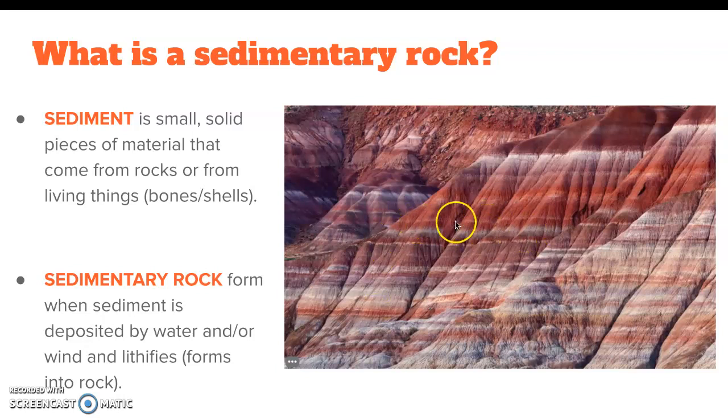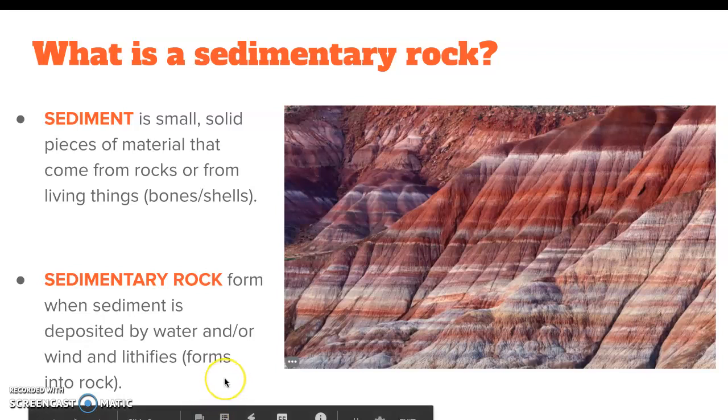And so it's this layering that really is what makes a sedimentary rock a sedimentary rock. Just like with igneous rock, what made an igneous rock an igneous rock was the fact that it was magma or lava that just cooled and hardened.